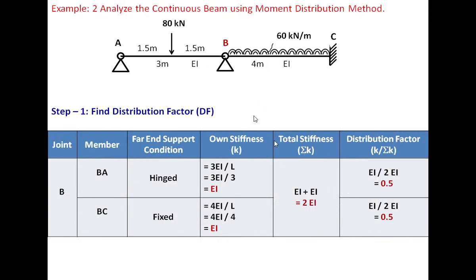Distribution factor we have already seen in the previous slide, that is how to find distribution factor at this particular point. This far end is hinge, so its stiffness is 3EI by L. This far end is fixed, so its stiffness is 4EI by L, and L and L, if we consider 3 and 4 respectively, it's going to be own stiffness EI and EI. This is total stiffness, and ratio of own stiffness to total stiffness, EI upon 2EI becomes 0.5, and here also EI by 2EI becomes 0.5. That means the distribution factor in BA side is 0.5 and BC side is 0.5.